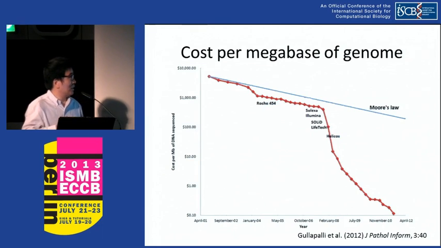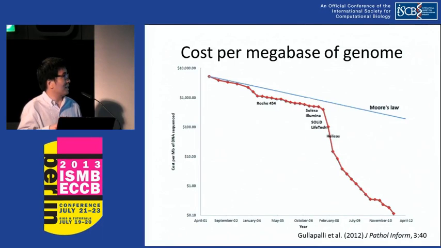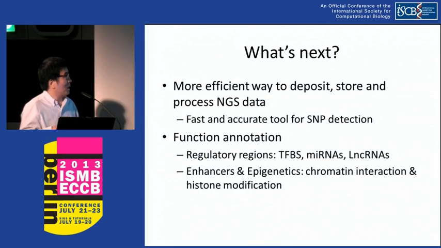As we know, the sequencing cost is going down. Moore's law predicted that it will go down exponentially, but the actual cost is going down even quicker than Moore's law predicted. So now sequencing is cheap, but what is next? My way to think about it is that we need a more efficient way to deposit, store, and process the next generation sequence data. I will touch a little bit on that and then introduce a fast and accurate tool for SNP detection.